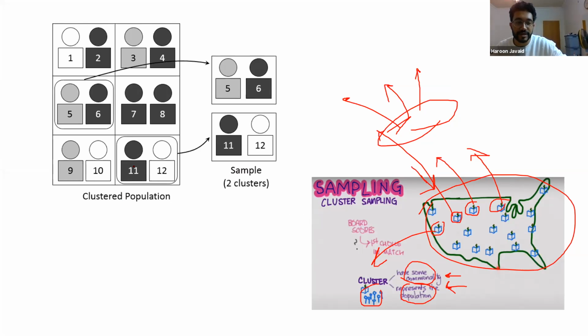This is another example of clusters. So basically, this was a family, and then we chose this family, and then we chose everyone in that family. We did not randomly select further. So this is one stage. This is also one stage.